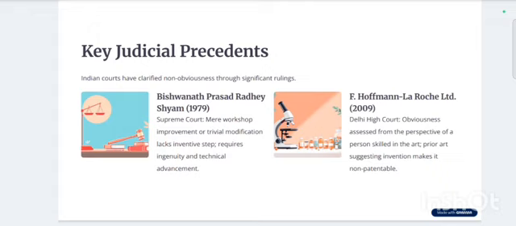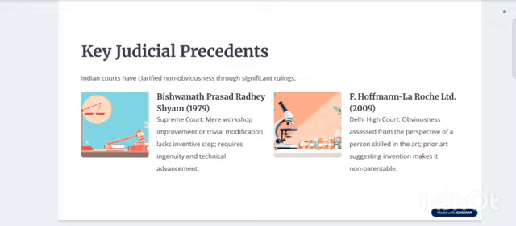There are several judicial decisions which have clarified the scope of non-obviousness under the Indian patent law. In Bishwanath Prasad Radhey Shyam versus Hindustan Metal Industries in 1979, the Supreme Court held that a mere workshop improvement or trivial modification does not amount to an inventive step. The court emphasized that an invention must involve ingenuity and technical advancement to satisfy the non-obviousness requirement.